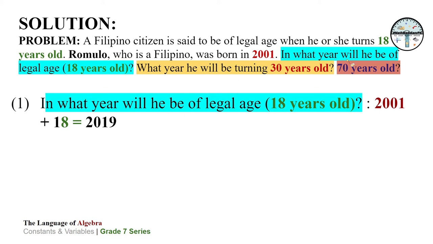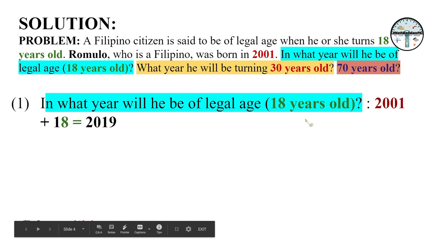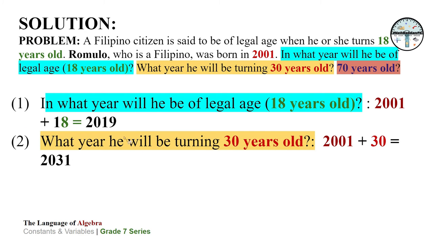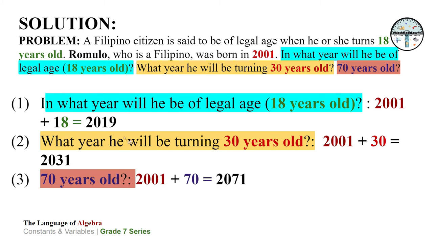Number one, in what year will he be of legal age? So 18 years old, we just need to add 18 to 2001. So 2001 plus 18 is equal to 2019. Number two, what year will he be turning 30 years old? Basically we just need to add 2001 with 30. So 2001 plus 30 is equal to 2031. When he is 70, by that year it should be 2071, because we just add 70 plus 2001. So it's just easy mathematics.